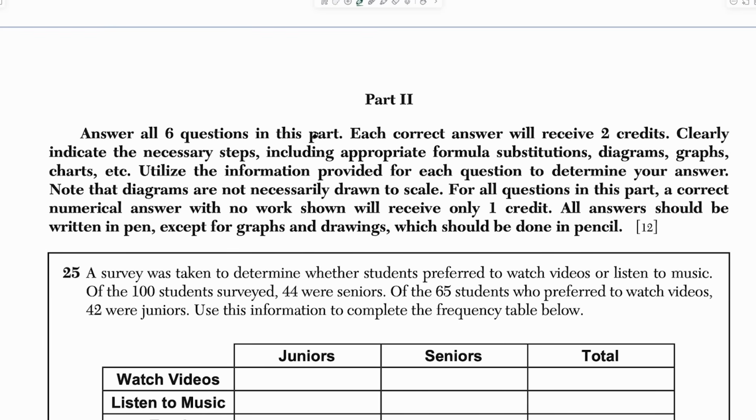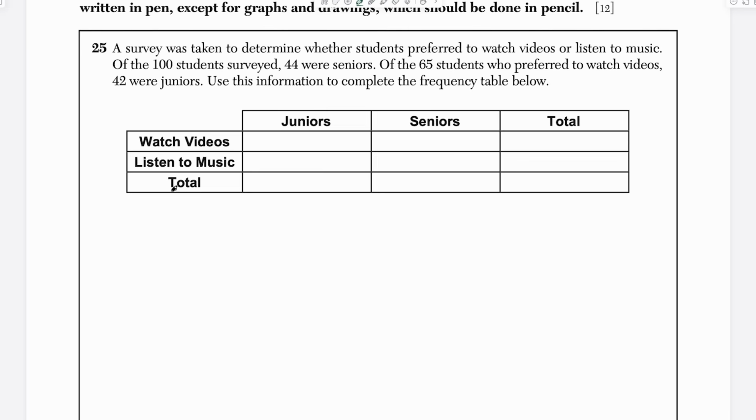There are 6 questions here, and each one is worth 2 credits. Question 25: a survey was taken to determine whether students preferred to watch videos or listen to music. Of the 100 students surveyed, 44 were seniors. Of the 65 students who preferred to watch videos, 42 were juniors. Use this information to complete the frequency table below.